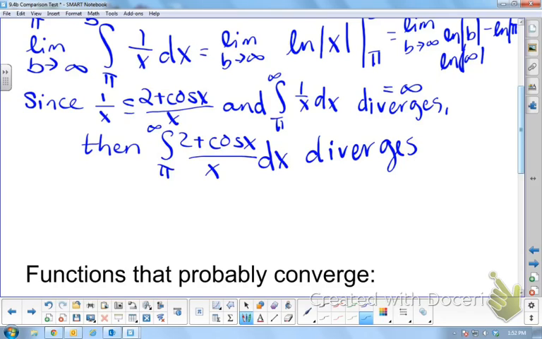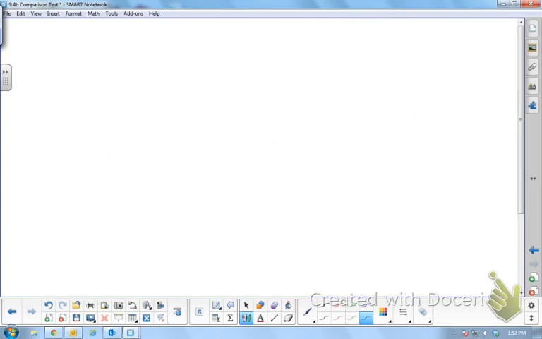I'm changing to functions that probably converge. What if I had 1 over x squared plus 1? First, again, we have to decide, do we think this will converge or diverge? So we see what's going to happen if we plug in infinity. It goes to 0. So probably it's going to converge.